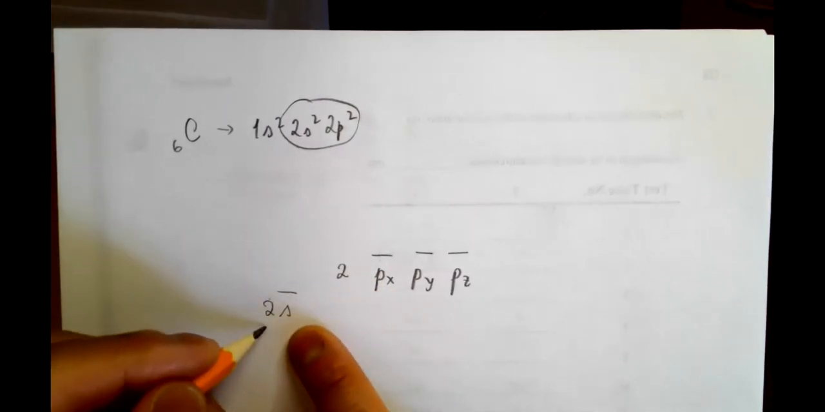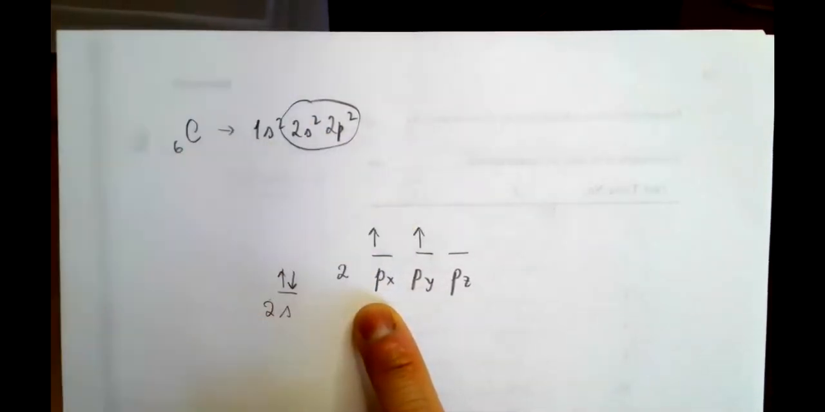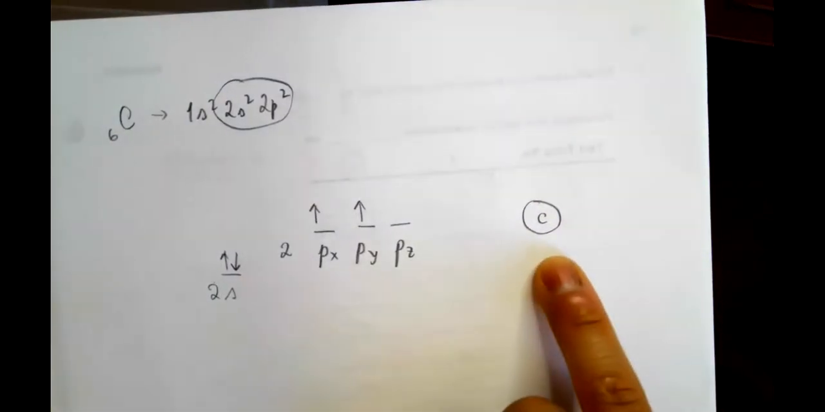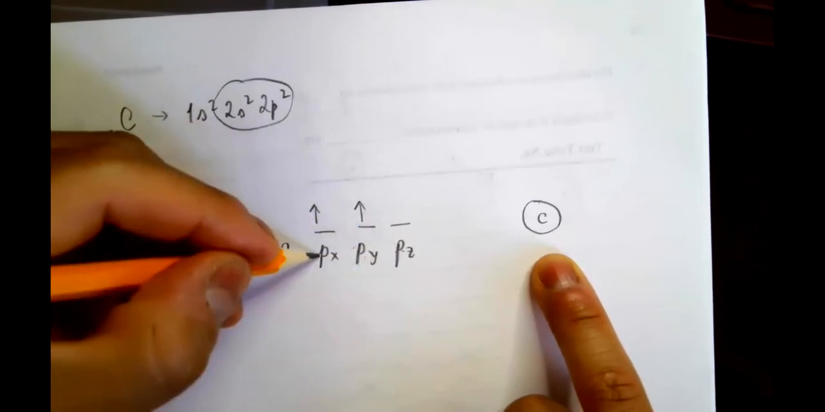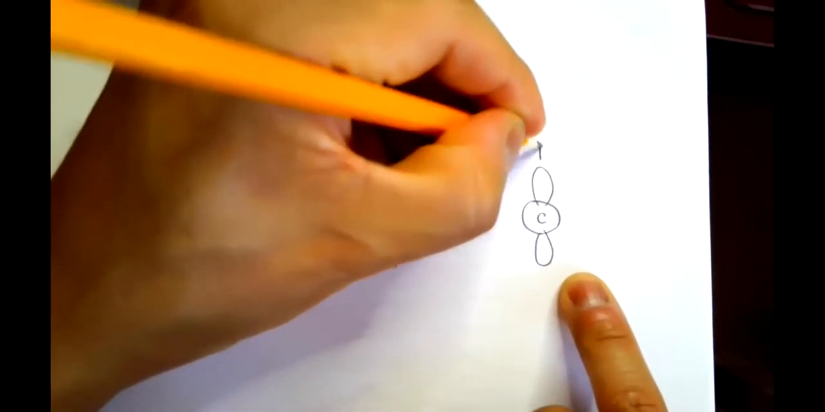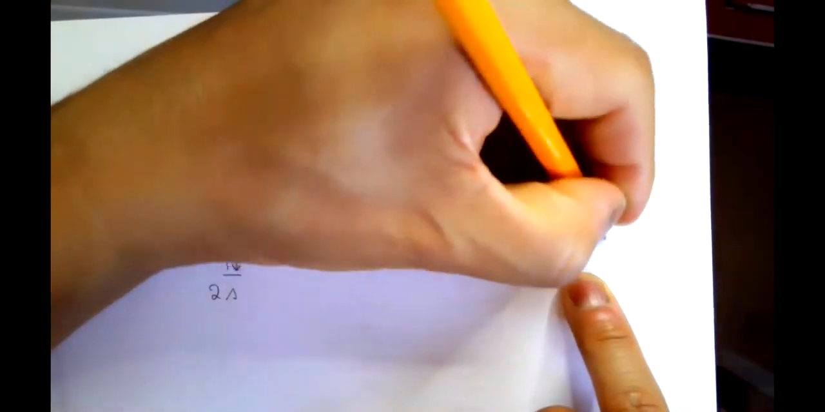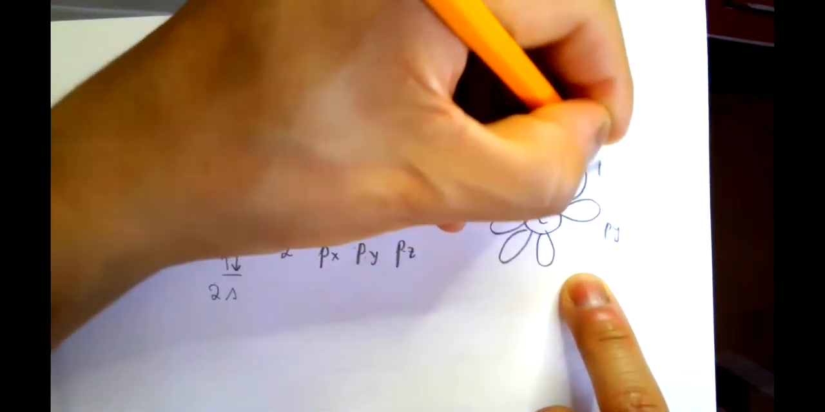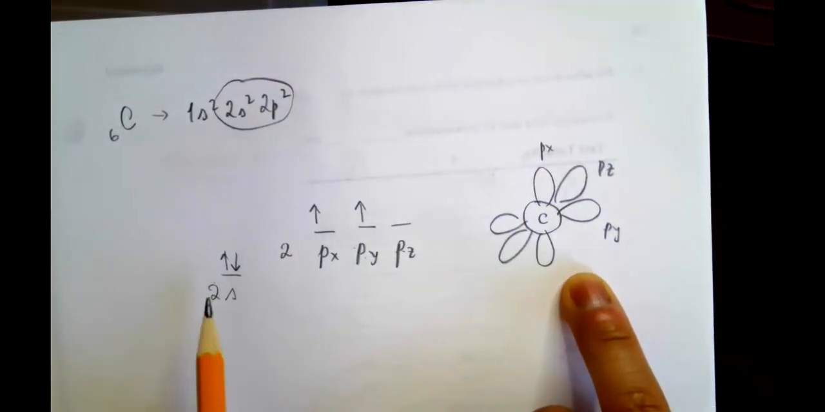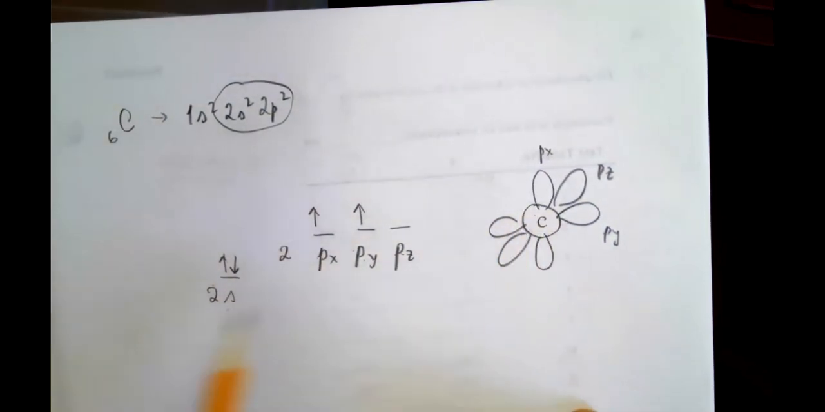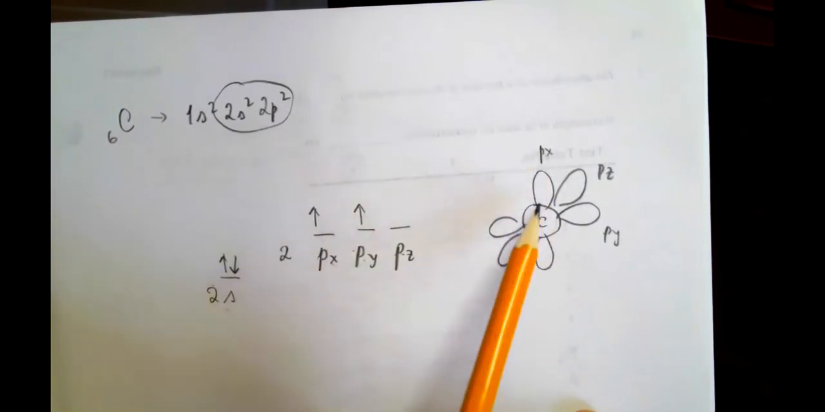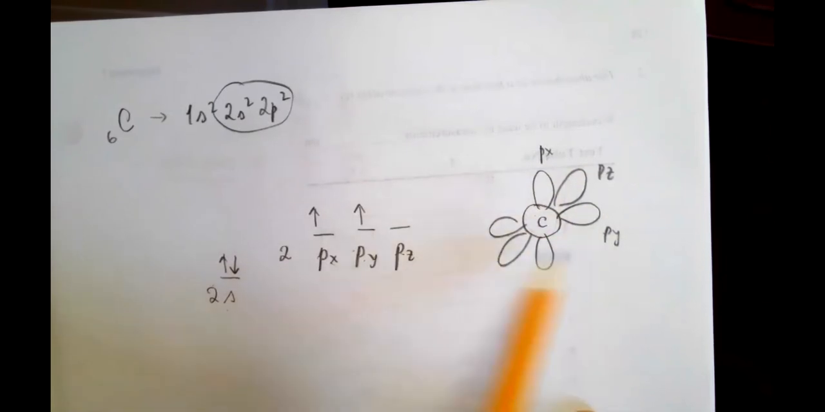But in the p subshell, we have 3 orbitals. The s has only 1. So according to this, we have 2 electrons in the s, and then 2 electrons in the p orbitals, so 1 and 2. Theoretically, the carbon atom will have the s orbital in the center, and then the 3 p orbitals. Let's say this one is px, this one is py, and there is a third one, let's call it pz, right? So it's 3 orbitals that we have. The central is the 2s, then here is 2px, here is 2py, and 2pz.